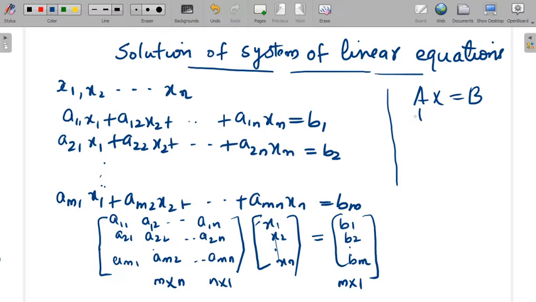And we call this A the coefficient matrix. So we have the coefficient matrix A, x the column of variables, and b the column of constants.